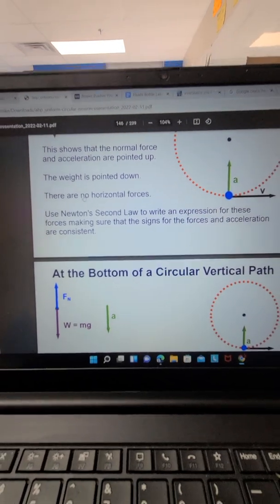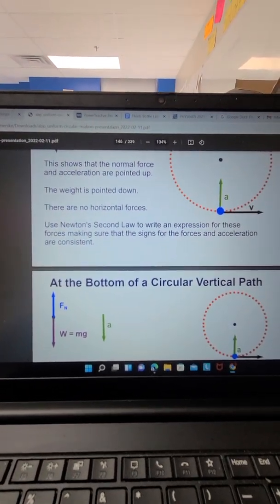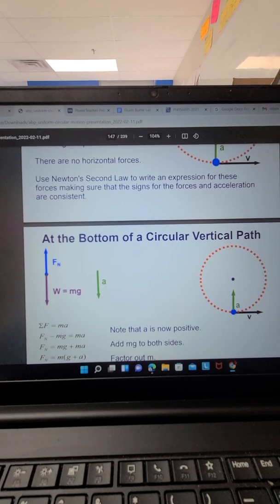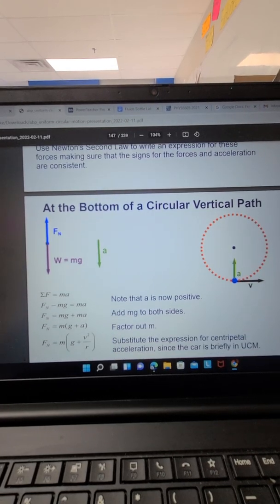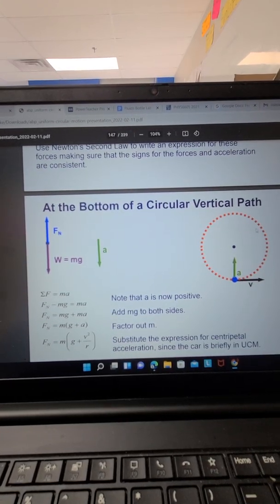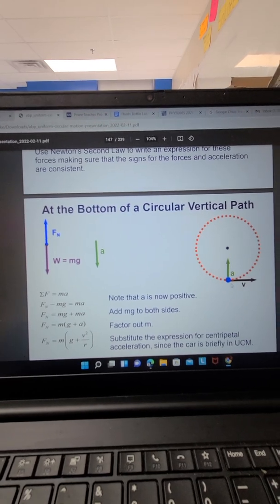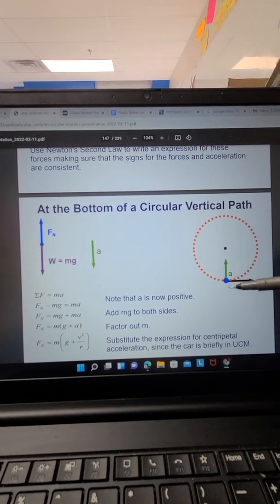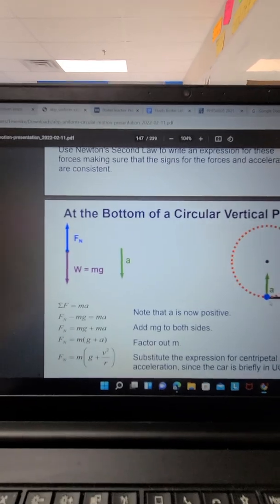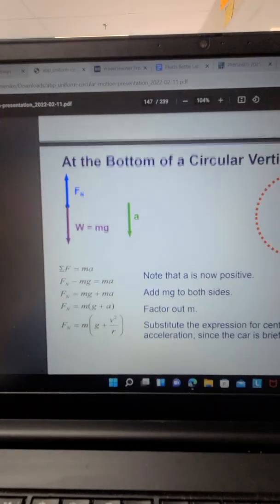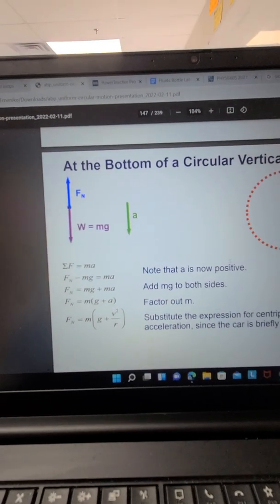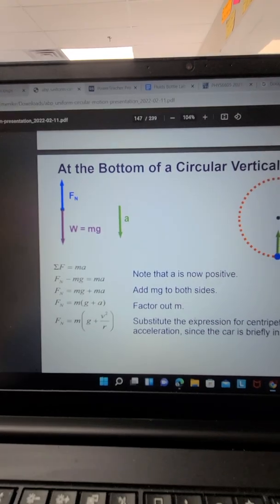Hey guys, so I'm just doing a quick review with you in regards to what we've been learning so far. We've been focusing on circular vertical paths. Vertical being, focusing on when the object is at the bottom and when the object is at the top. We were able to dive into our new equations for this week in order to find apparent weight.